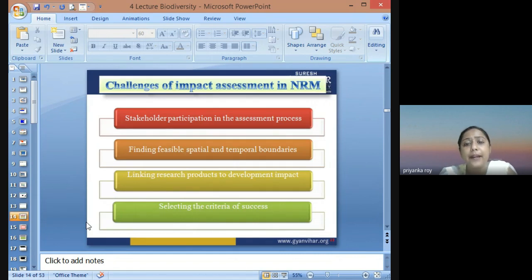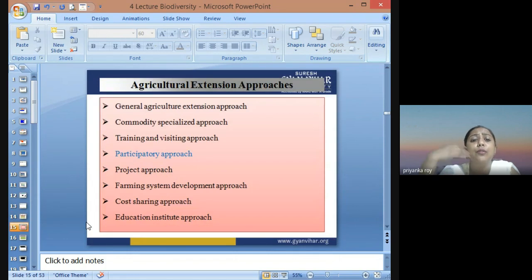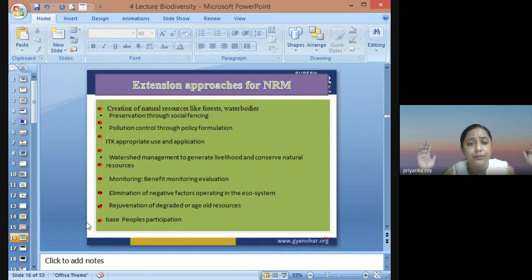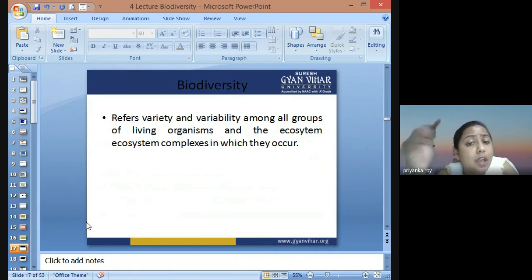The challenges and impact on the natural resources are that the various stakeholders need to find a feasible way to balance it, making an equilibrium of using it and selecting criteria of how you can adopt the various techniques of handling and preserving the biodiversity. The agricultural extension approaches, like general agricultural extension approach, commodity specialized approach, training and visit approach, participatory approach, project management approach, are all different approaches of maintaining the demand from the agriculture or productivity sectors, but not by entirely depending on the ecosystem.